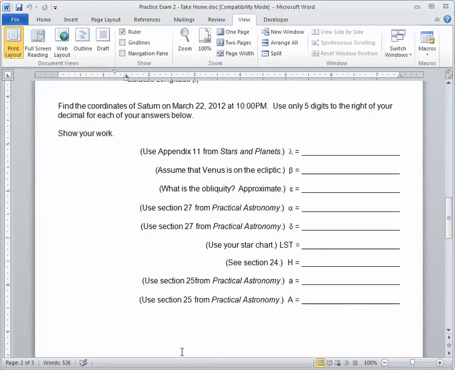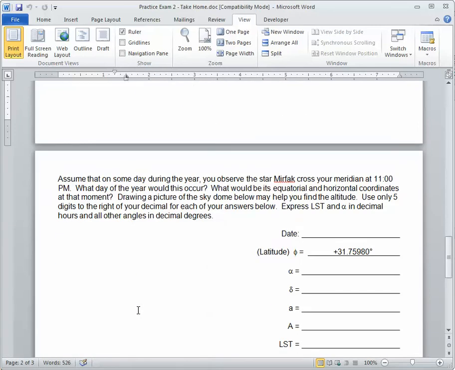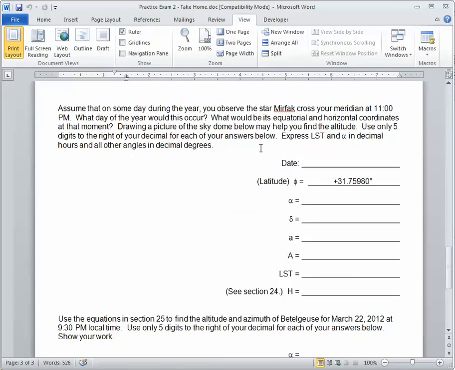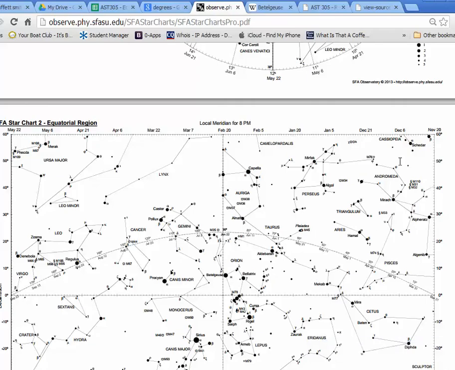Okay, then going back to the Word document here, this is page 2 of the practice exam. If you go on to page 3, he's talking about looking at this star called Mirfac, and it's on your meridian at 11 p.m., and we want to figure out when that occurs. Okay, and when I calculated it, I figured out that it was around November 26. I'm going to let you go through the process of kind of backing up from that point.